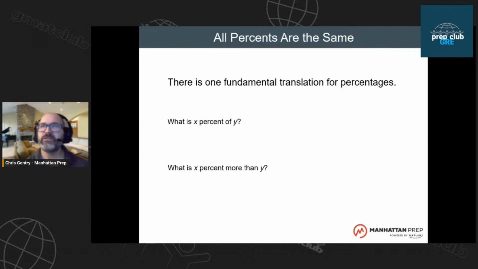one fundamental translation for percentages. How would we translate both of these?